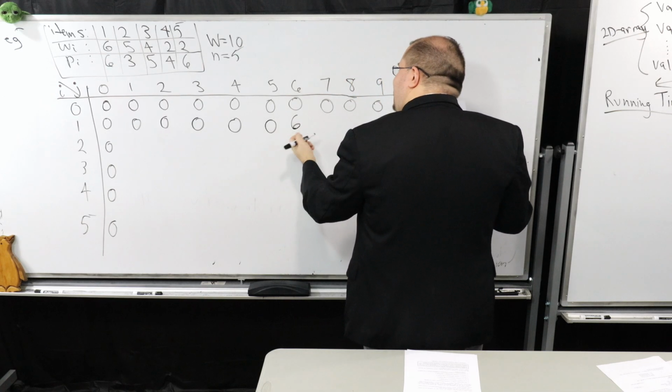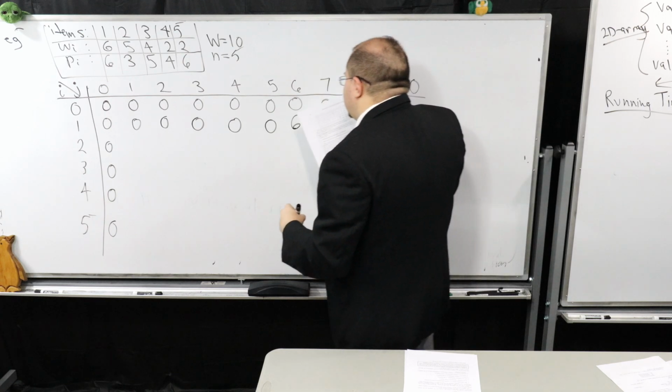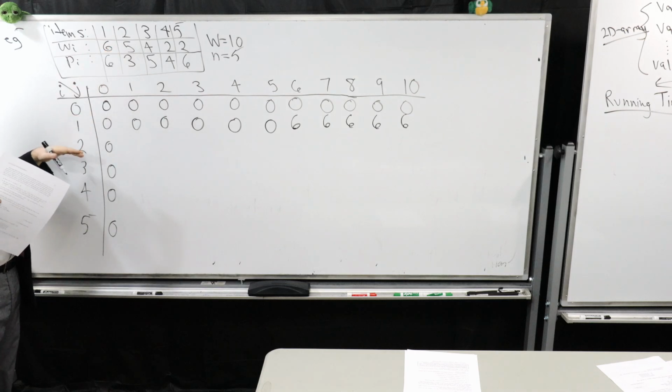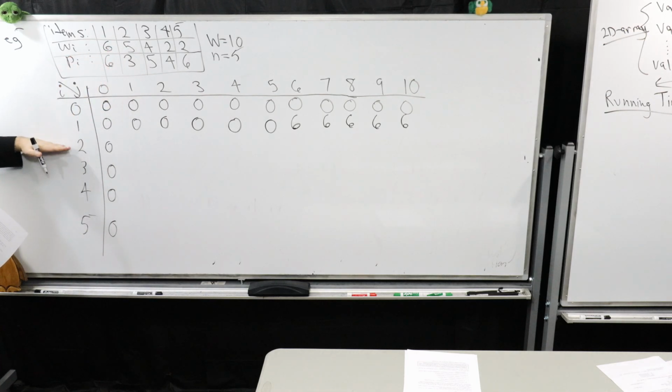And notice that I only have one item, so all of these are going to end up being 6s. Similar idea is going to be applied here. Notice that now I'm considering item 1 and item 2 at the same time. So now I consider the second item here. Notice its weight is 5.